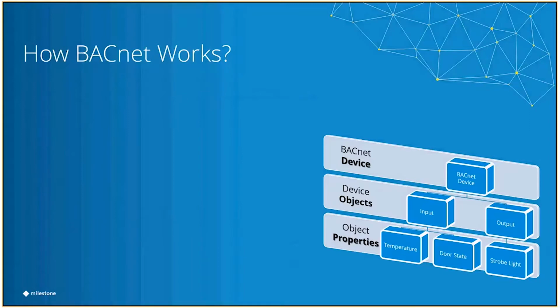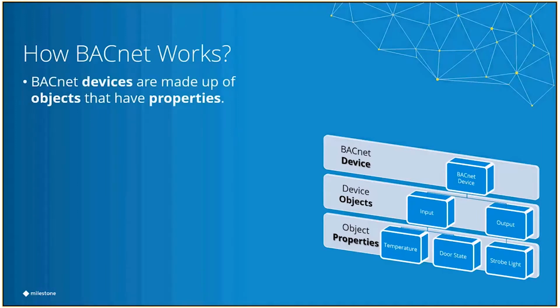So how does BACnet work? It's broken up into 3 different tiers. It starts out with a BACnet device. Those devices can be made up of multiple objects, and those objects have certain defined properties against them.